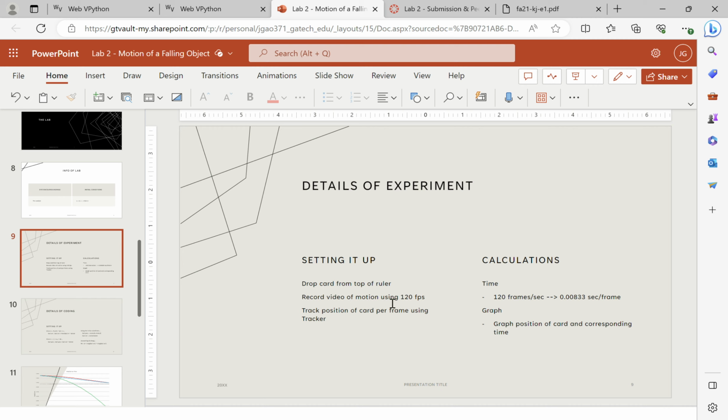I dropped the card from the top of a ruler, and I recorded the card's motion using my phone at 120 frames per second. And I uploaded this video onto Tracker and did everything that is necessary. And then using the frame rate, I found the time per frame, and so I was able to obtain a position versus time graph, and this is basically what I did in Tracker. So I plotted each point at each frame.